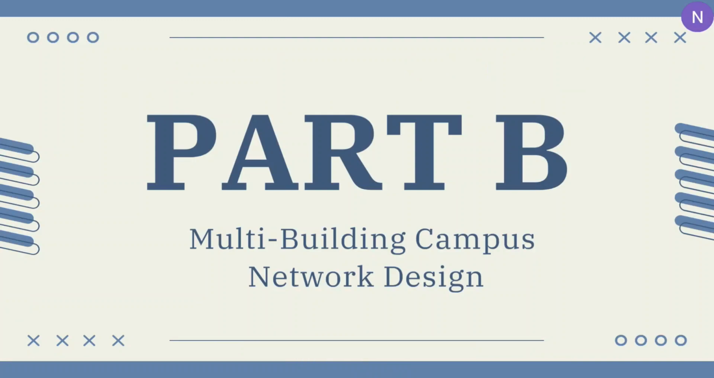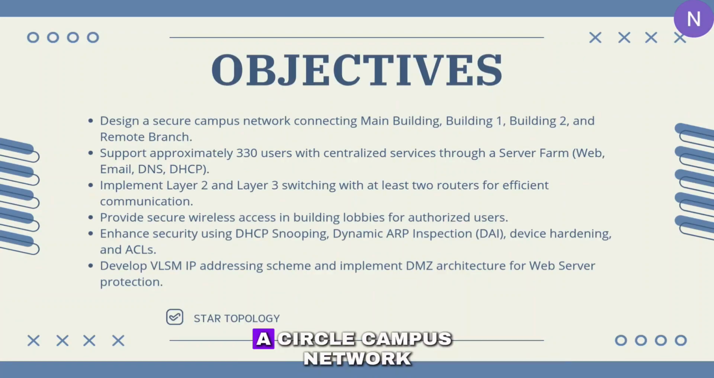So for part B, we have to design a multi-building campus network. The objective is to design a secure campus network connecting the main building, building 1, building 2, and also the remote branch, and support approximately 330 users with centralized services through a server farm, which is web, email, DNS, DHCP. Implement layer 2 and layer 3 switching with at least 2 routers for efficient communication.